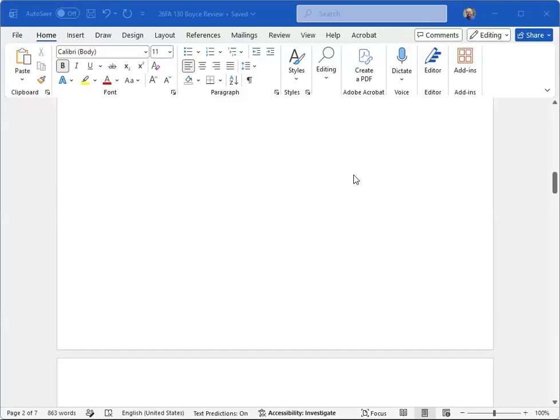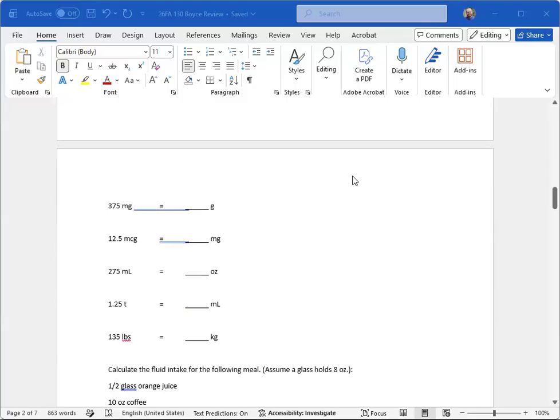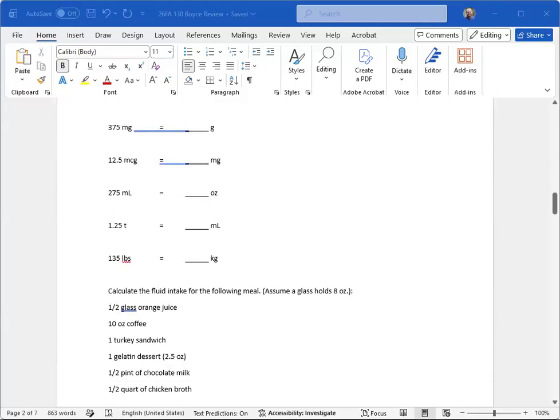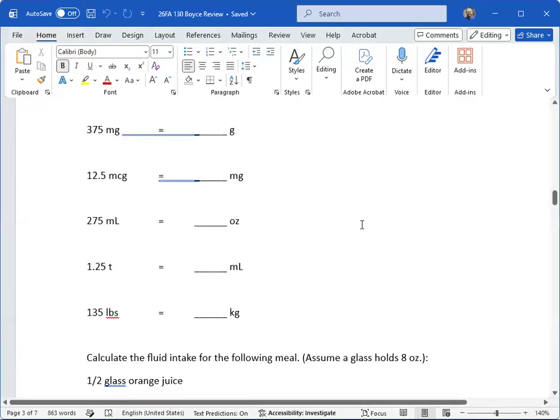So let's look at some of the practice questions, because I know that's what a lot of people are probably most interested in. What I'm going to do is zoom in on this so we can see it a little easier, at least I can see it a little easier. These should be pretty straightforward. You're just converting milligrams to grams.